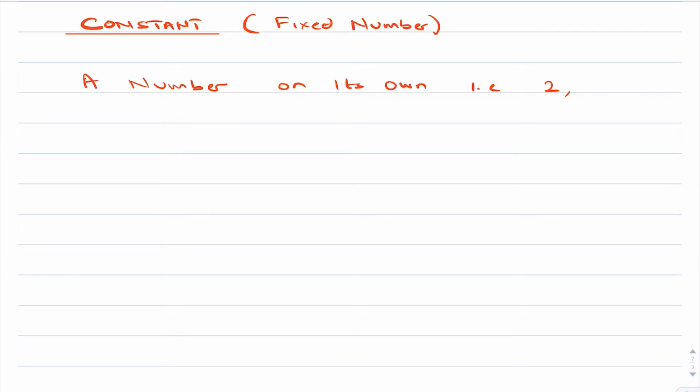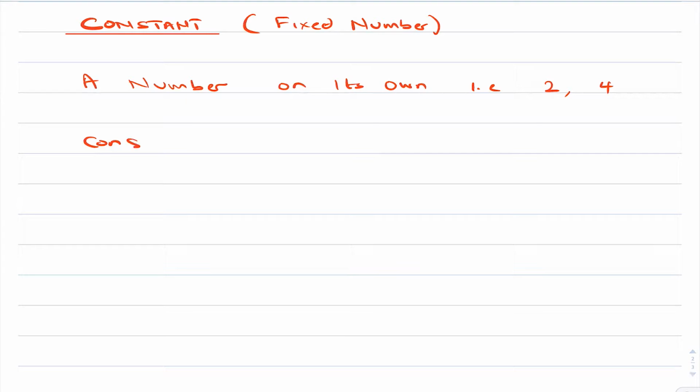Constant. A constant is what we call a fixed number. A constant is a number on its own. That's what a constant is, a number on its own. For example, 2 is a constant on its own, or any other number, 4, 24. That will be a constant value.